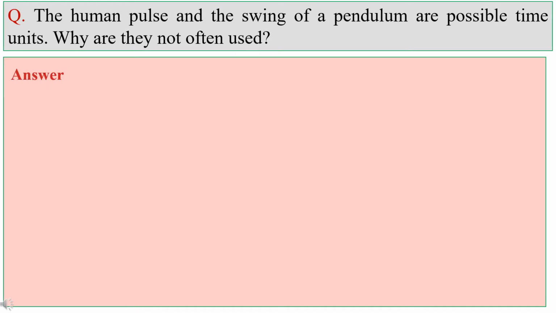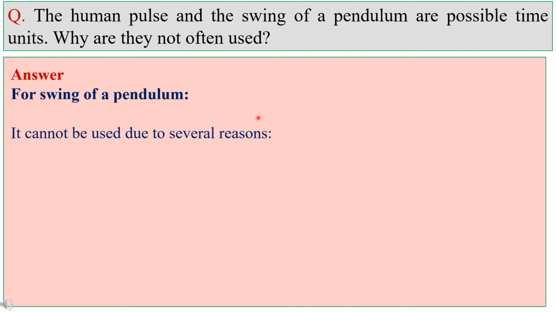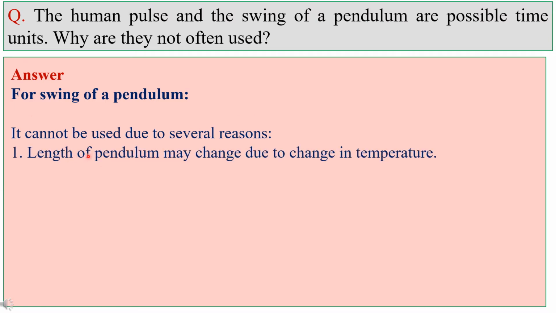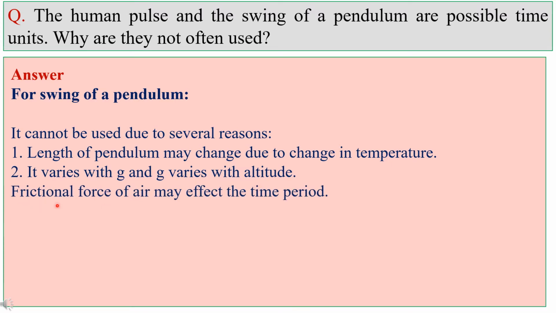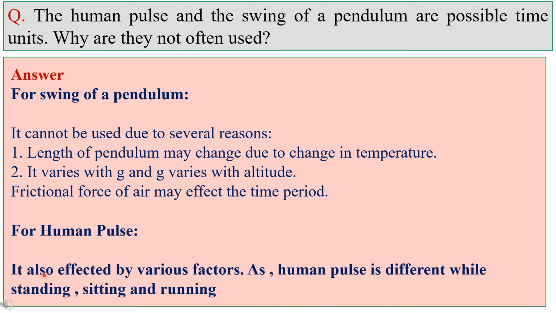Question: the human pulse and the swing of a pendulum are possible time units. Why are they not often used? Answer: the swing of a pendulum cannot be used due to several reasons, such as the length of the pendulum may change due to change in temperature. It varies with g, and g varies with altitude. Frictional force of air may affect the time period. The human pulse cannot be used because it is also affected by various factors, such as human pulse is different while standing, sitting, and running.